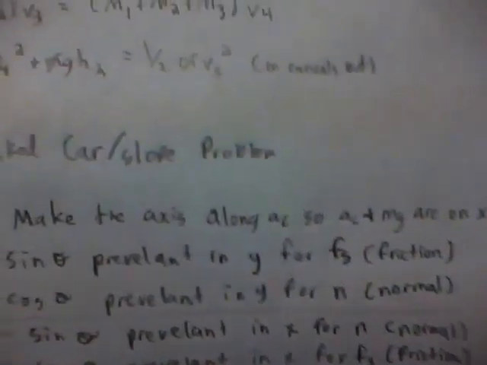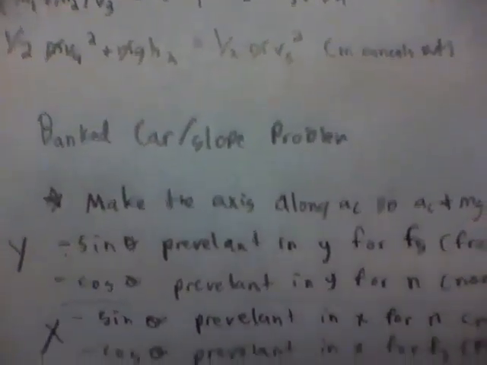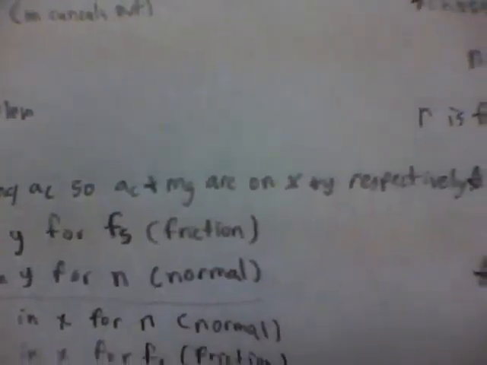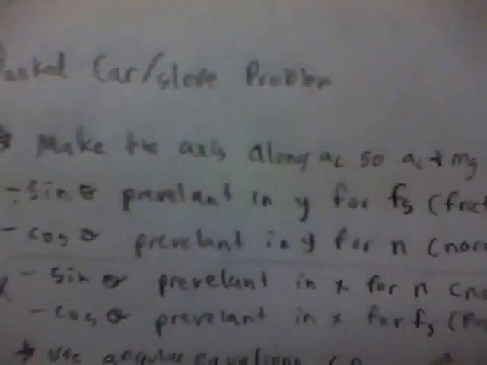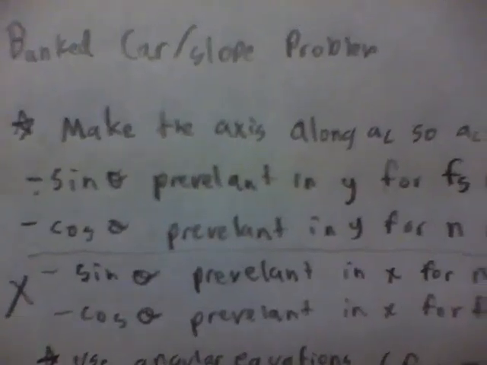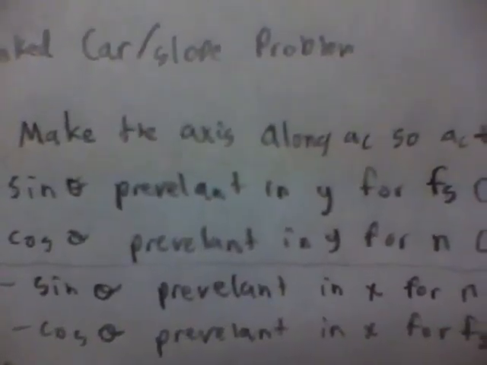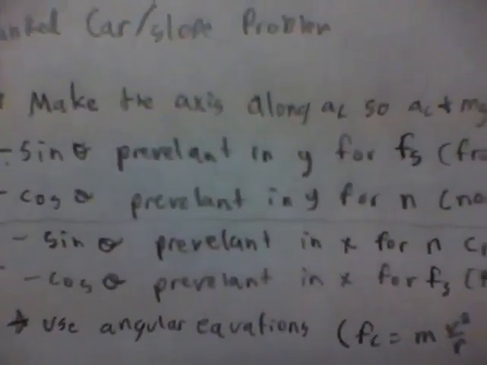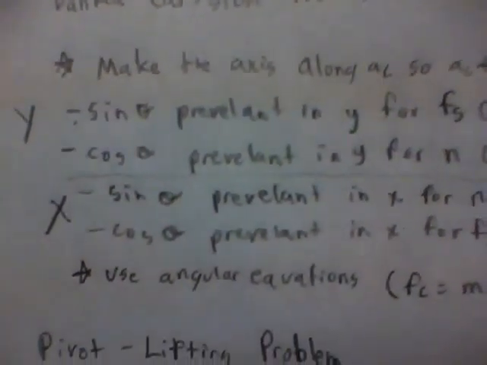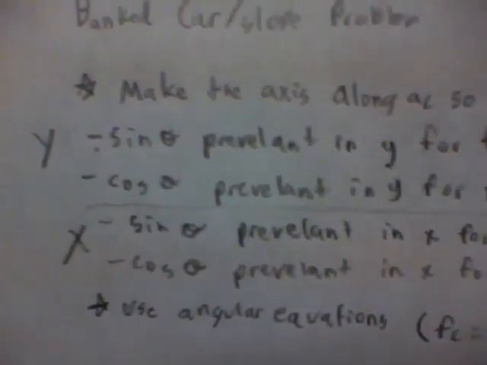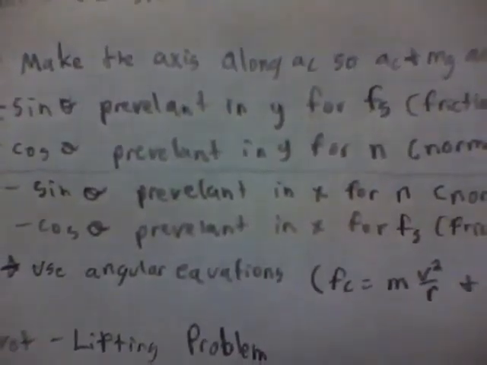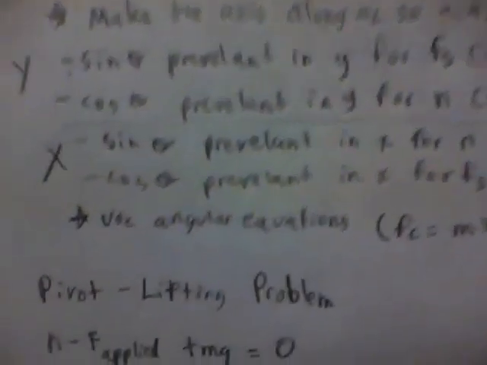Anyway, I did the banked car slope, and I did this to help out. Make sure the axis is along the acceleration, so the acceleration and gravity, aka the weight, are both on the x and y axis respectively. I put down those little lines in the front, which are actually little bullets, not negatives. The sine of theta is prevalent in y for the force of static friction, and the cosine is prevalent in y for the normal force. But it's vice versa when it comes to the x-axis. The sine of theta is prevalent in x for N, and cosine's equivalent for x of the static friction.